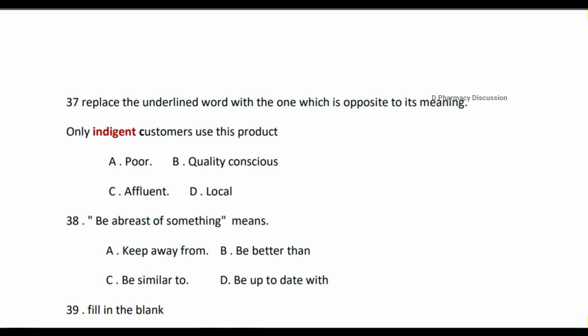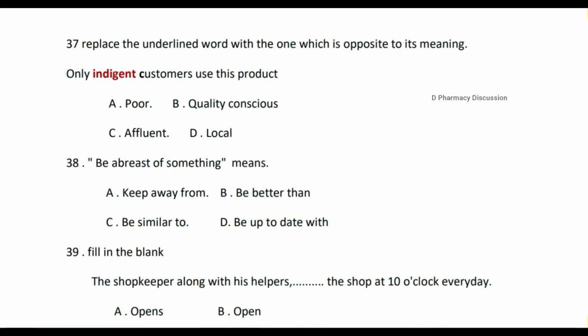Then 38. Be abreast of something means options are A, keep away from, option B, be better than, C, be similar to, D, be up to date with. Correct answer is option D, that is be up to date with.